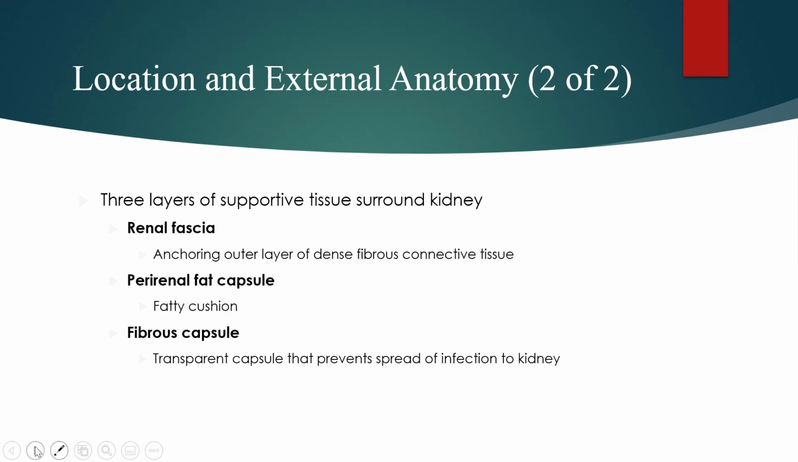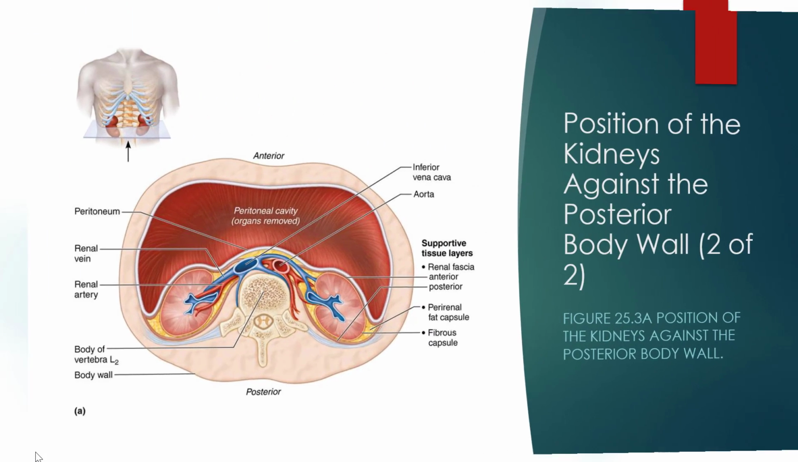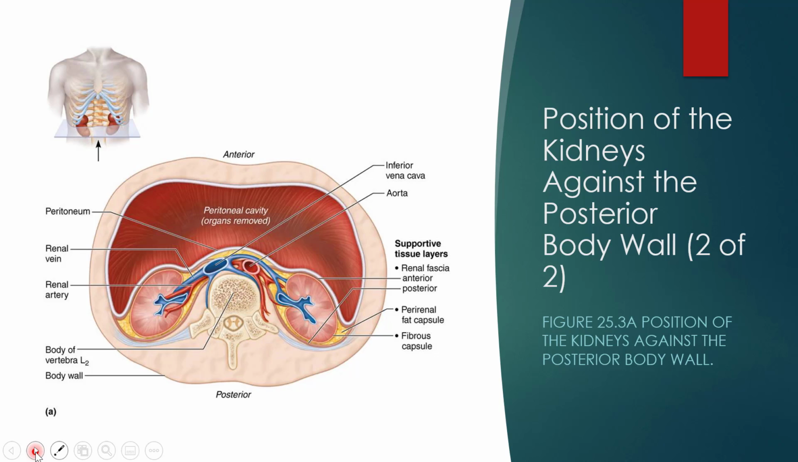All right. So the third layer is the fibrous capsule. It prevents the spread of infection to the kidney. Instead of a visceral peritoneum, it would have a capsule.